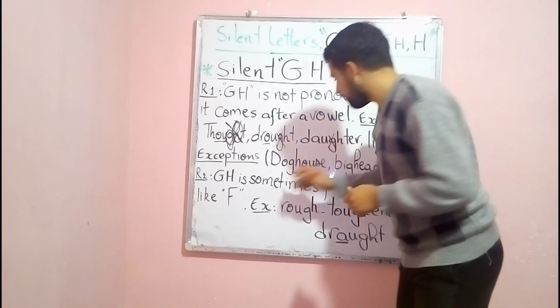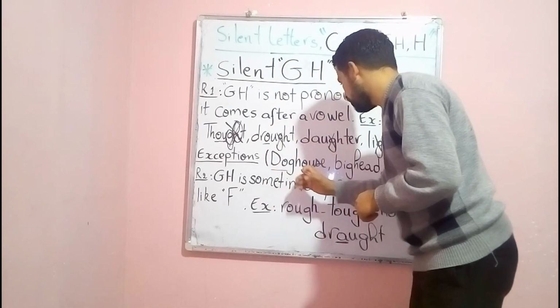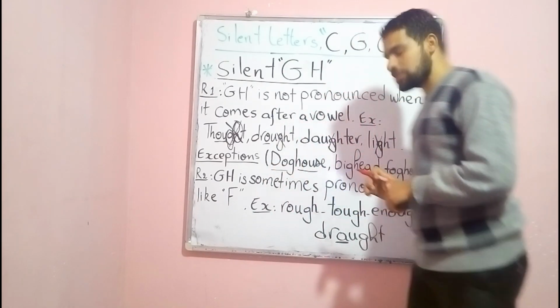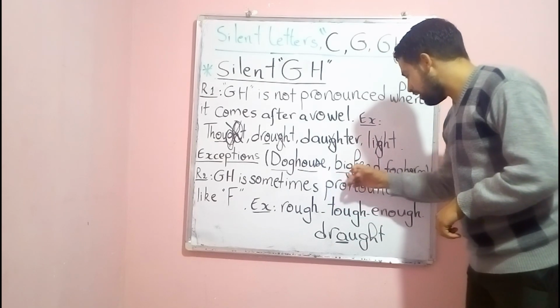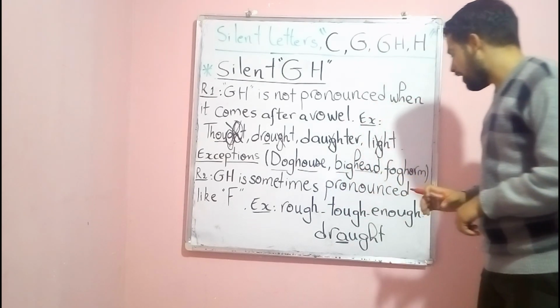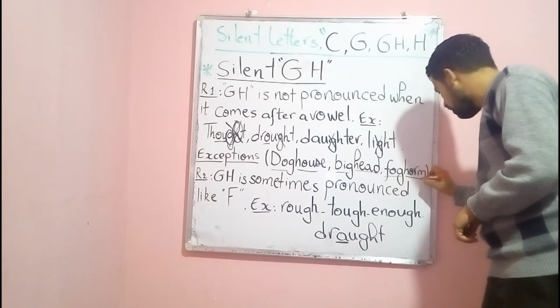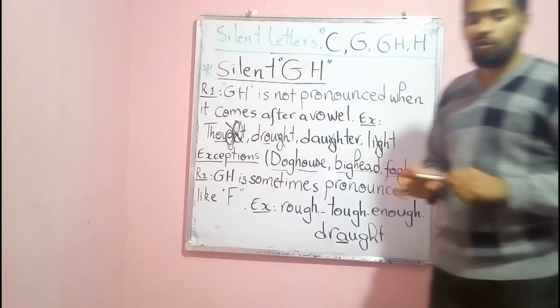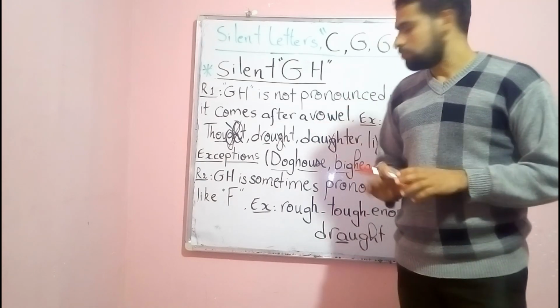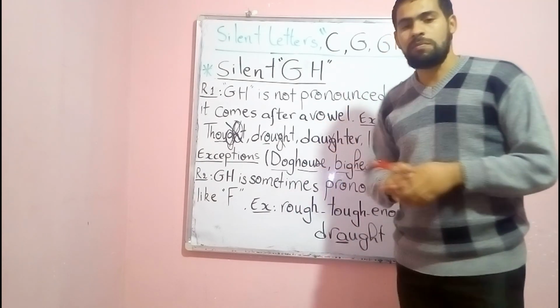If you look here, we have the word dog and we have the word house. Again, here we have the word big and the word head. And here we have the word fog and the word horn. Horn. Okay? So, this concerns rule number one.